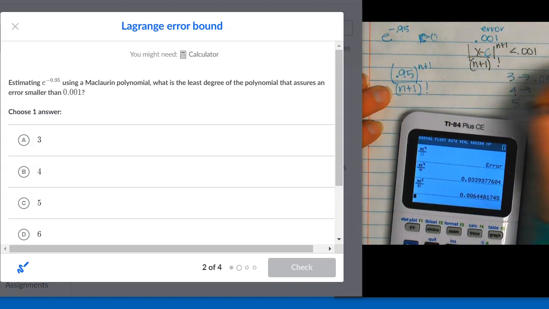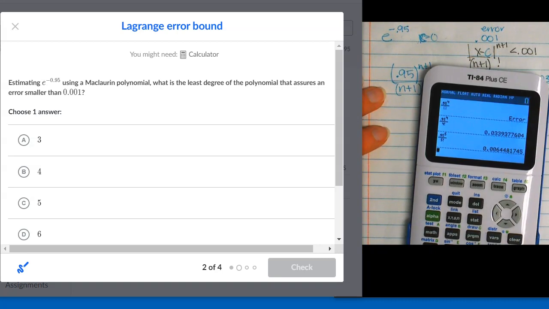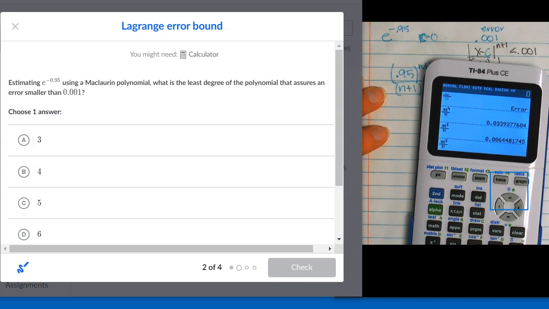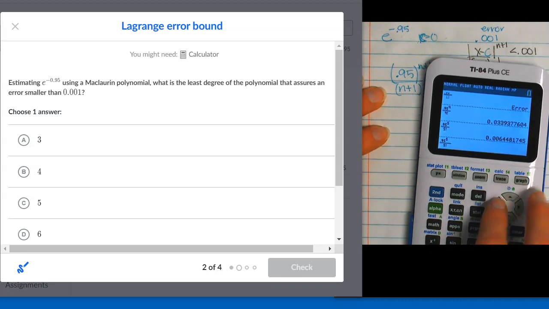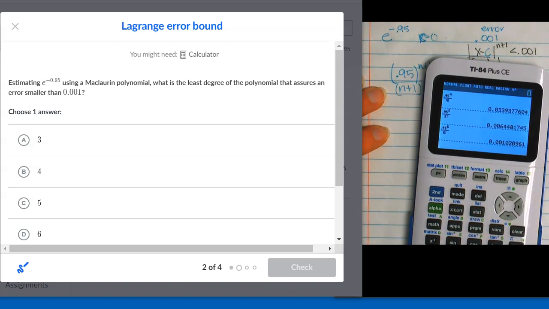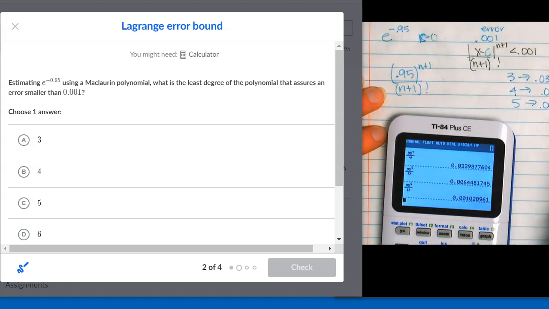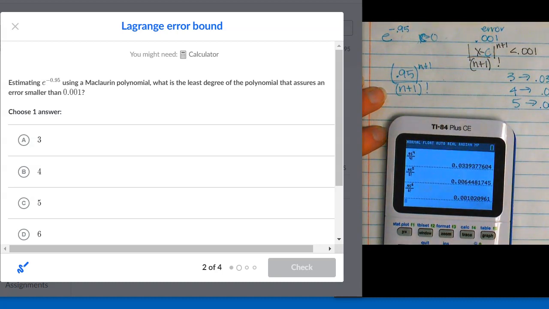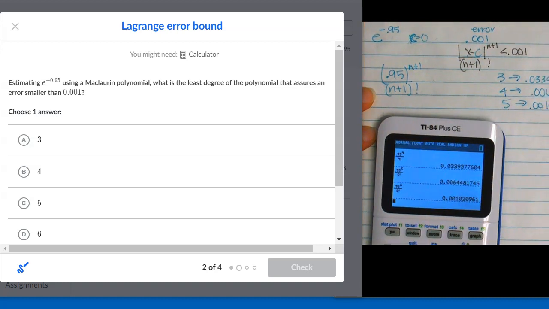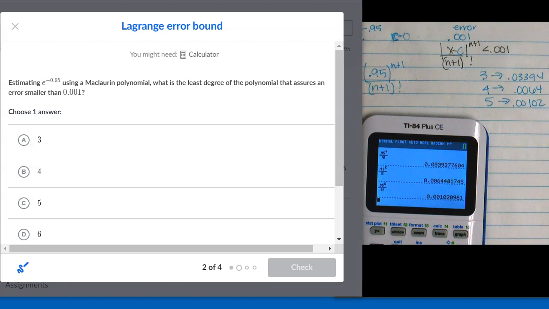5 is what I'm plugging in for n. I'm going to put the same thing in, but change this to 5 plus 1 is 6 over 6 factorial. And I get, oh no, it didn't. 0.001.02. Is that less than 0.001? Oh, there's the rest of it, Hutch. Sorry. There it is in my notes.